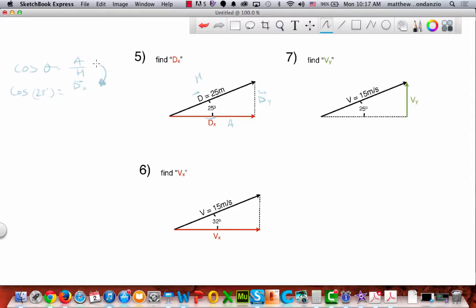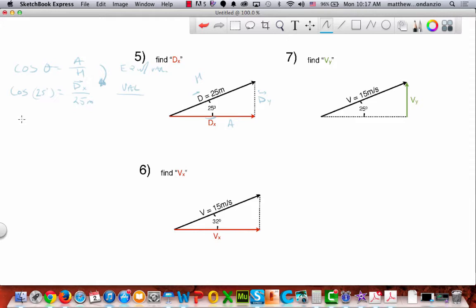Just checking. So as I go from this step to this step, look up here, guys. Do not continue with A and H. Put your values in. This is our equation with variables, and now we're substituting our values for our variables. So the value for adjacent is D sub x. Otherwise I don't know if you know what A and H is. Is that clear? So what's my H value? 25 what? Beautiful, meters.